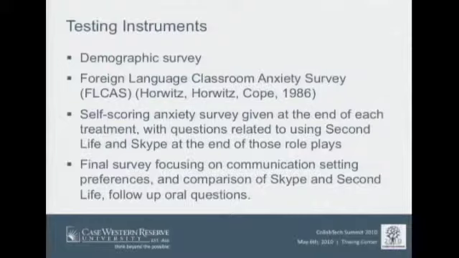And then on the days when we used the technology, we also asked them, how easy was it to use this? Did you enjoy this? Do you think this is a good tool? Would you use it again? And a final survey that we did on the last day asked them to rate the communication settings with their preferences.